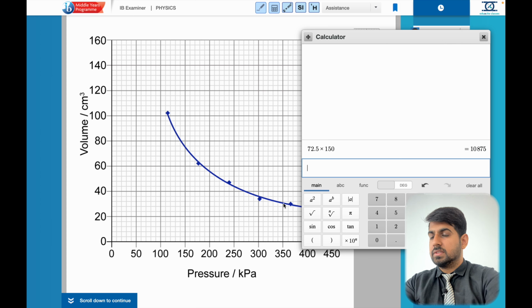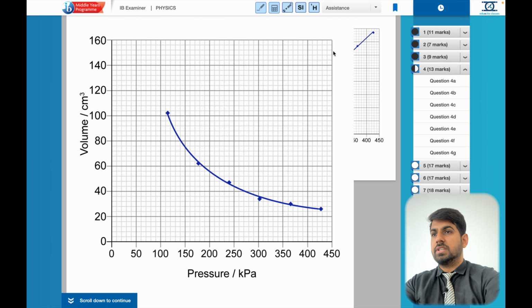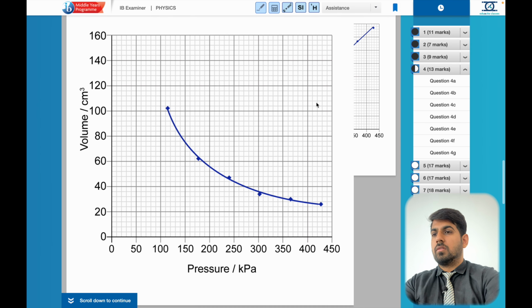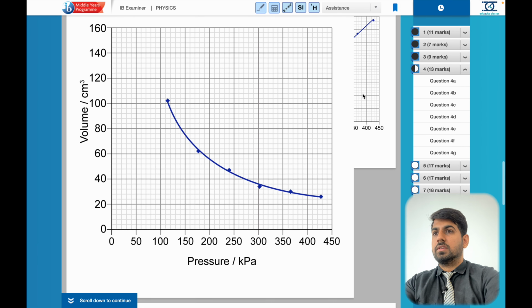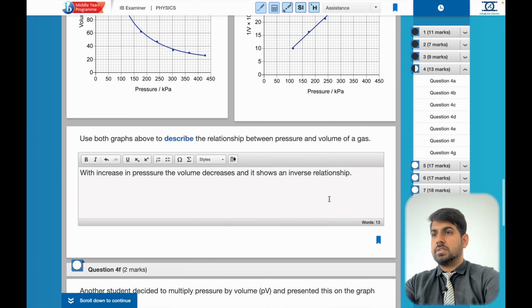So 350 is something around, this is the midpoint, I can say, so this is 30, so 350 times 30, right? So if you do this, you will get something around 105. So there is a slight difference, so I can say, yeah, they are under the experimental error and they support the inverse relationship, okay. So this is how you can say that it is an inverse relationship.